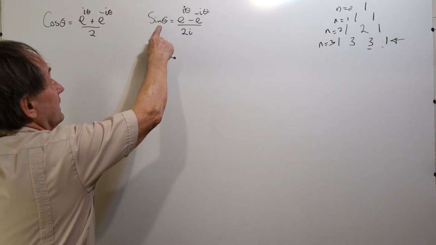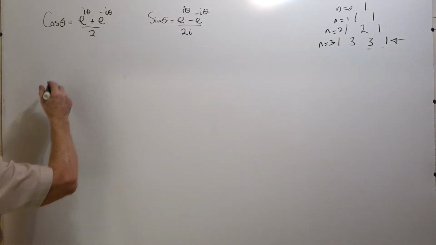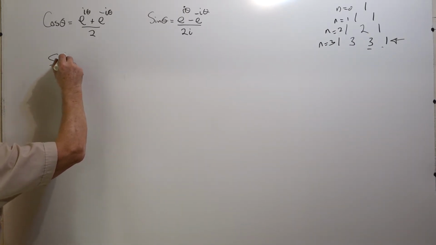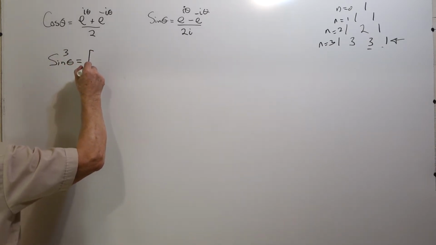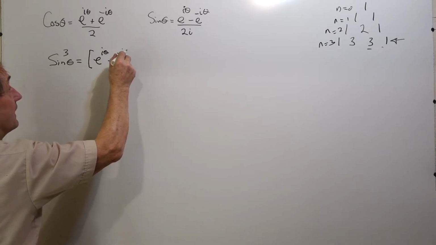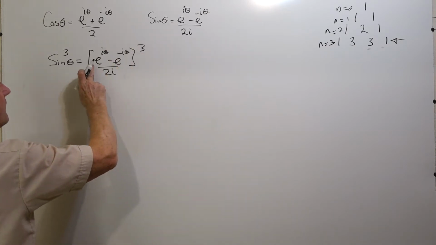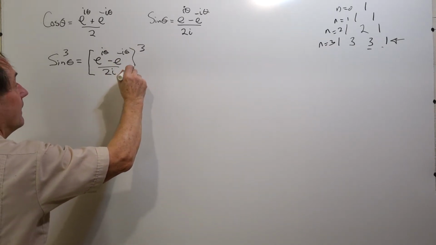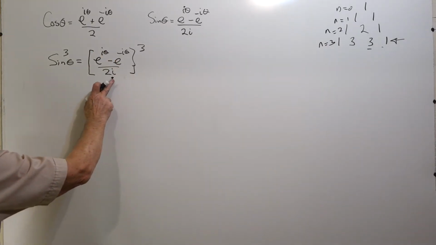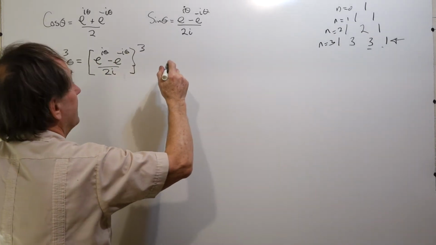I'm now going to find the sine cubed of theta in a similar manner that we did for the cosine. So we can write this as sine theta cubed is equal to e to the i theta minus e to the minus i theta all over 2i cubed. Now, I'm going to bring the 2i cubed on over to the left side so I don't have to be carrying it.